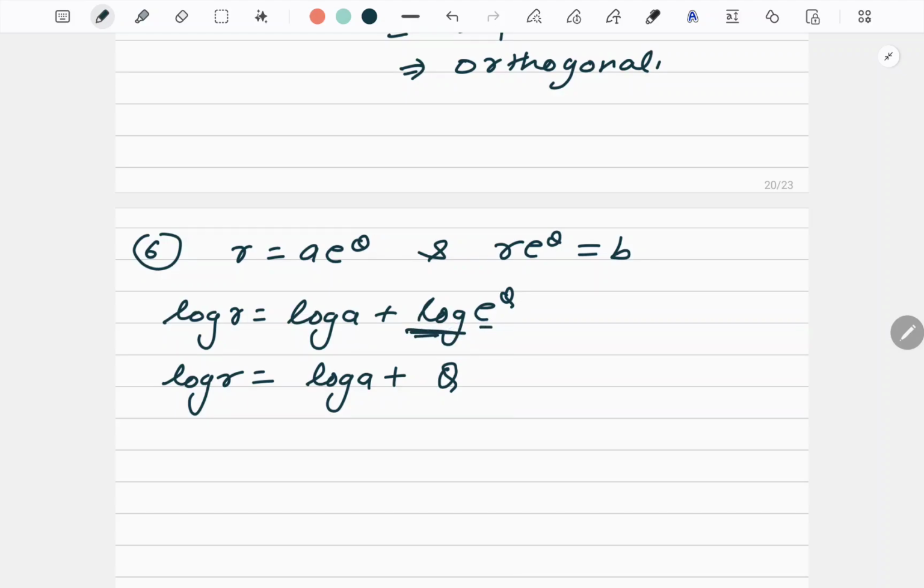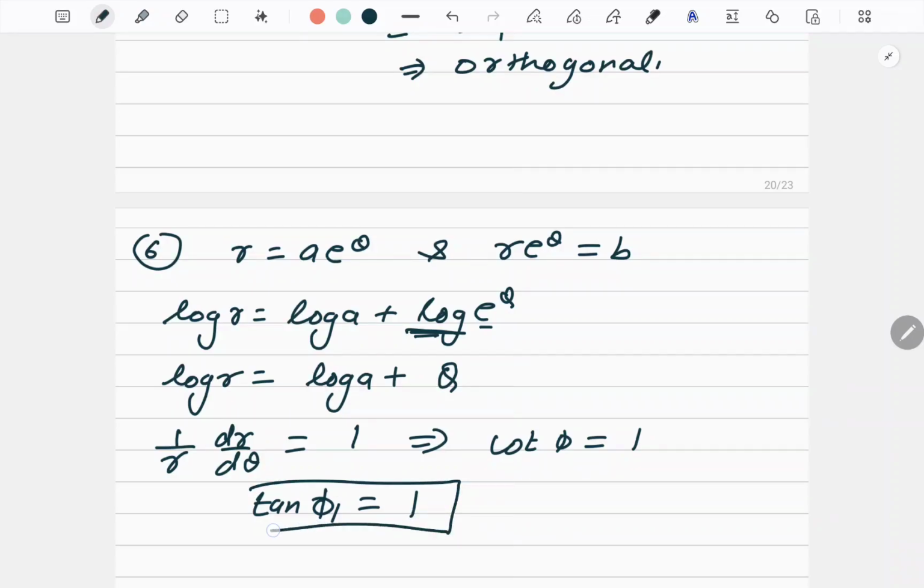See, when we talk about log function, there are different bases. Base can be 10, base can be a, base can be e. When usually you don't write anything, it is considered as base e. If there is some other base, then we mention it, 10, a, like that. But when you use your calculator, always remember ln is base e. And log when they write, it is base 10 always. Okay. Now differentiate it. So 1 by r dr by d theta is equal to, log a differentiation is 0 and theta differentiation is 1. So what you got? Cot phi is equal to 1, which implies tan of phi 1 is equal to 1 first.